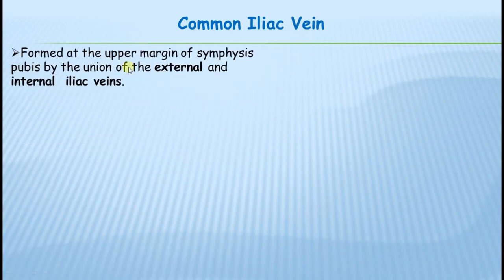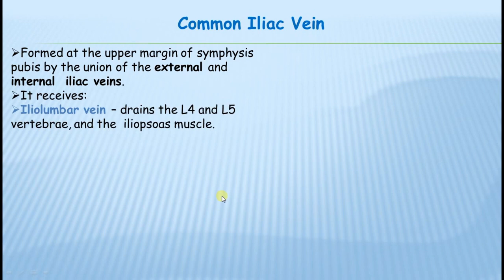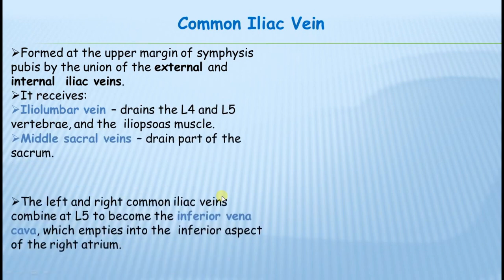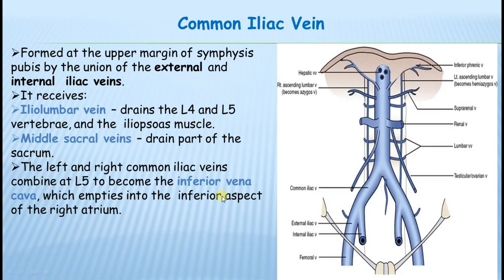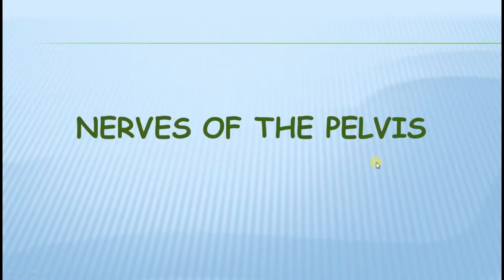The common iliac vein forms at the upper margin of the pubic symphysis by the union of the external and internal iliac veins. It mainly receives the iliolumbar and medial sacral veins. Okay. So like the lumbar veins, it also receives the iliolumbar veins and the middle sacral veins. Then at the level of L5, both the common iliac veins unite to form the inferior vena cava. So with that, we have completed the vessels of the pelvis, that is the arteries and veins of the pelvis. Next we are going to the nerves of the pelvis.